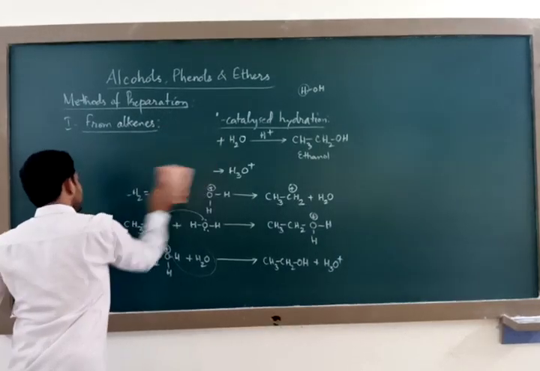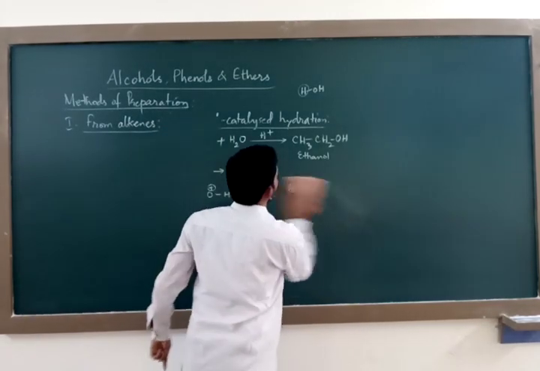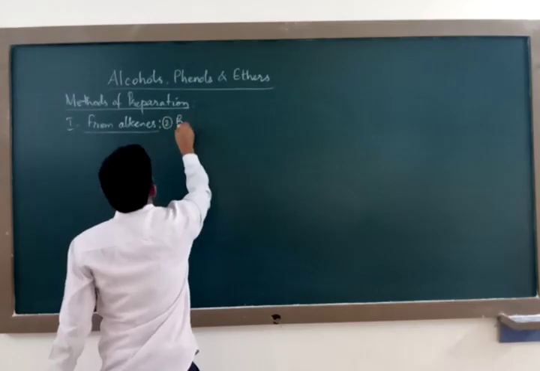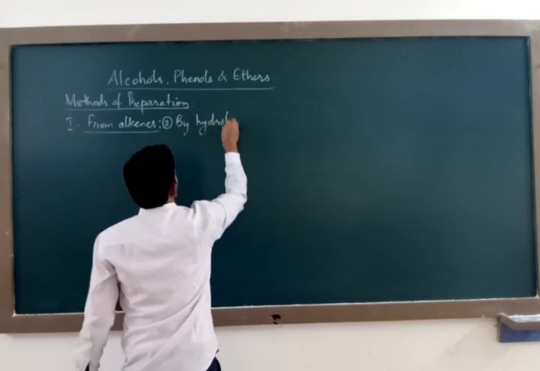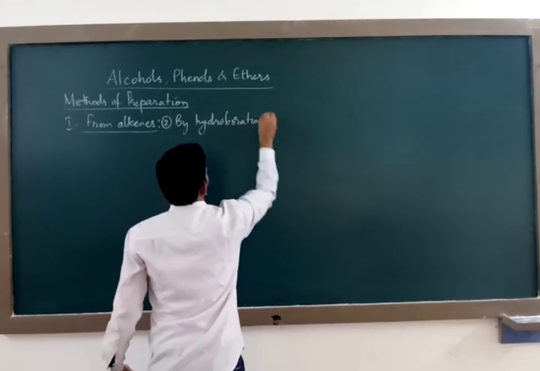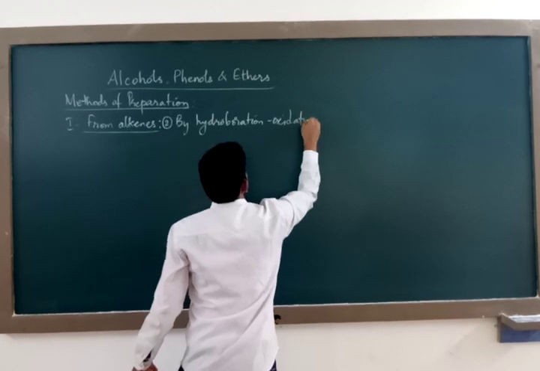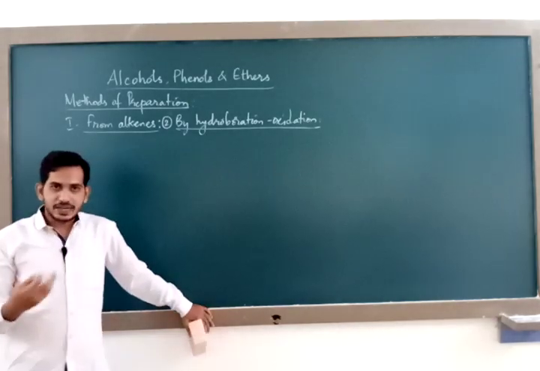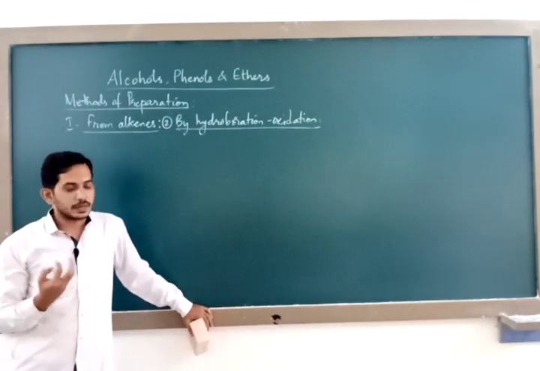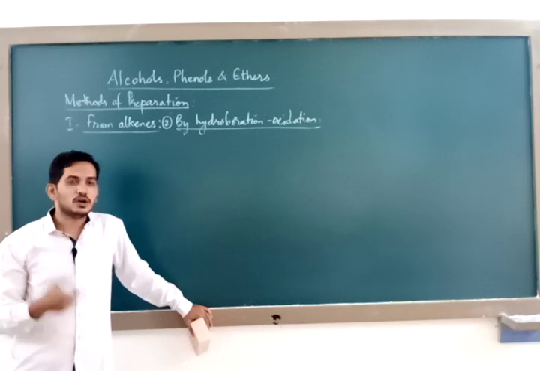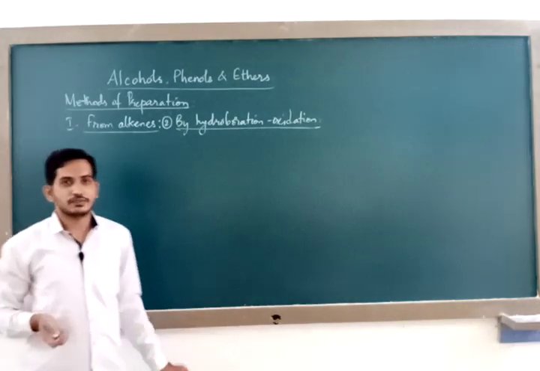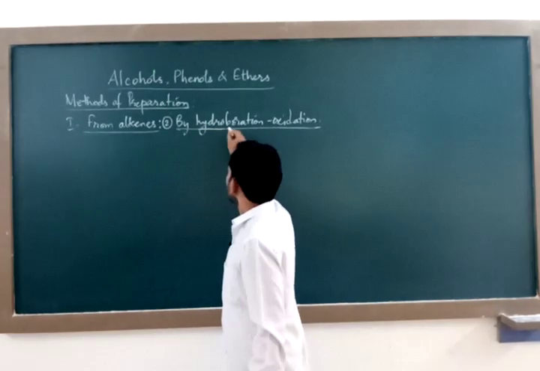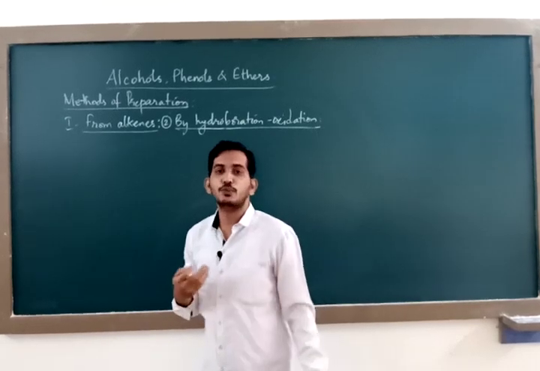The second method is again from alkenes, wherein you have another set of addition reactions, that is called hydroboration and oxidation of alkenes. A very typical reaction. You know what hydration is? Hydration refers to addition of water. Oxidation means addition of oxygen. Similarly, hydroboration refers to addition of boron and hydrogen. Addition of hydrogen as well as boron is called hydroboration.